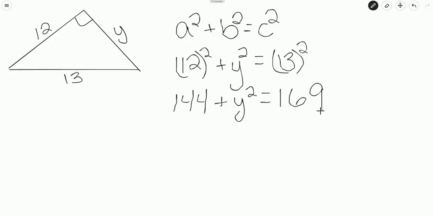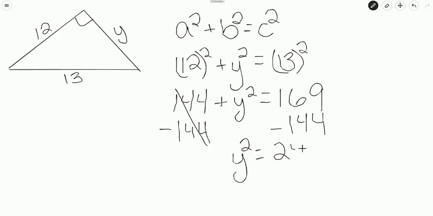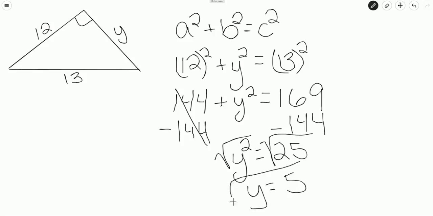Okay, I'm going to minus 144 from both sides. Cancels out over there. Okay, and we're left with y squared equals 25. Okay, just like last time, we have to undo this square here, so we're going to take the square root of both sides. Okay, and we're left with y equals 5.